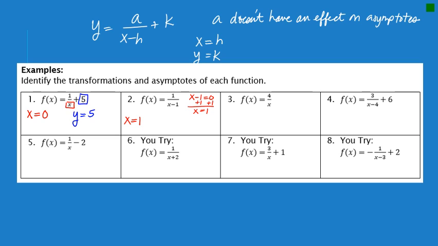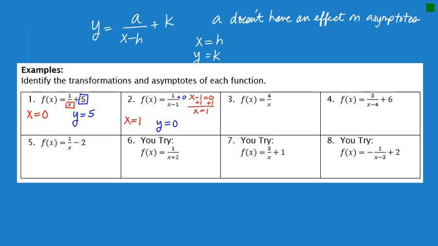And then my second asymptote, my y asymptote, is going to be my k value. And since there's nothing there, it's like there's a plus 0. So my y asymptote would be y equals 0.